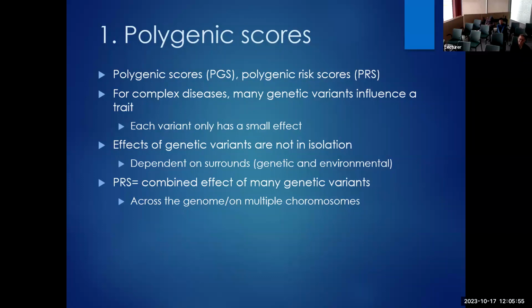For complex diseases, many genetic variants influence each trait or phenotype. Each variant only has a small effect, and the effects of each variant are not in isolation. They are part of the whole. It depends a lot on the surroundings, that is the other genetics and the environment. So a polygenic score or polygenic risk score is the combination of many genetic variants. The genetic variants can be across the whole genome. It doesn't have to be those that are close together.